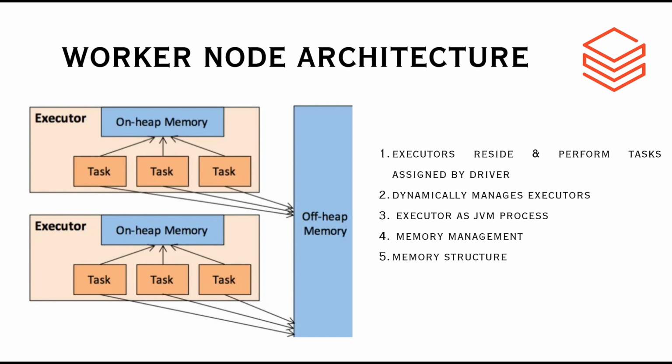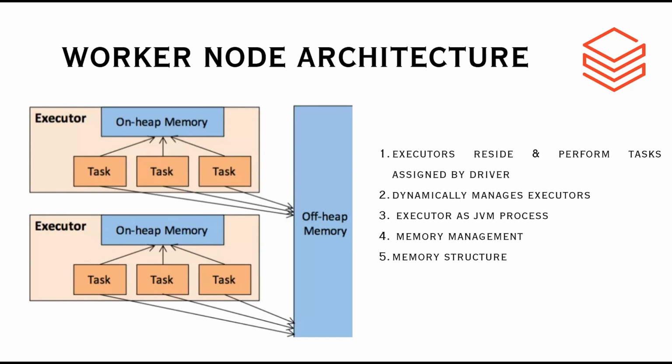Now we will look at this architecture in detail. So the first thing is the executor as a JVM process. Each worker node runs one or more executors, and each executor has its own separate JVM process. So within a worker node, multiple executors can exist, with each having one or multiple cores for their task execution.